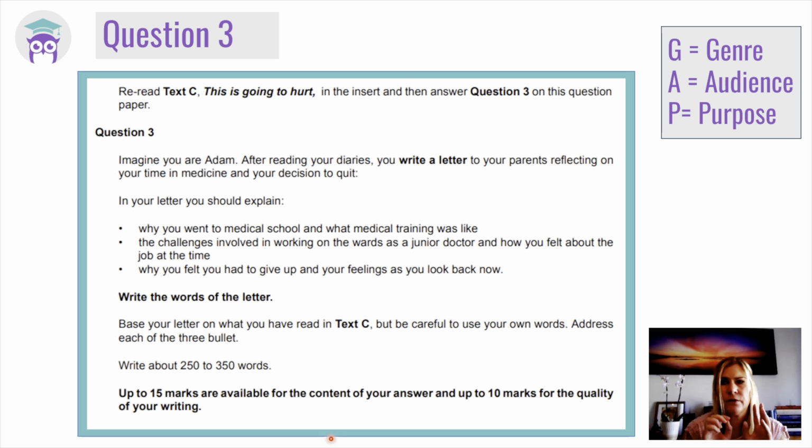Okay, so the first thing I'm going to draw your attention to on the slide, I've done this little gap box. Gap stands for genre, audience and purpose. So genre, like the type of the text, like the mode of the text. So here, you're going to get one of six different text types. So it could be a letter, it could be an article, it could be a speech, it could be a diary, it could be a report.